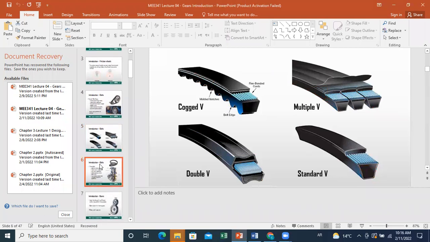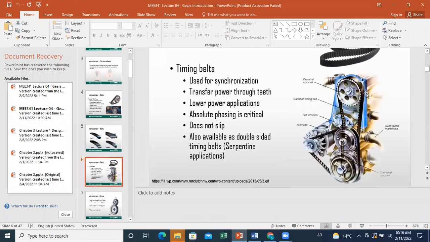Now, another type of belt that is used a lot is for when synchronization is very important. You don't want to allow slip, you want to have absolute phasing between your parts. You can use what we call timing belts. Timing belts are used for synchronization purposes, because they are characterized by having teeth within the belt.